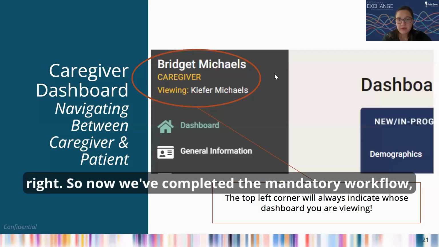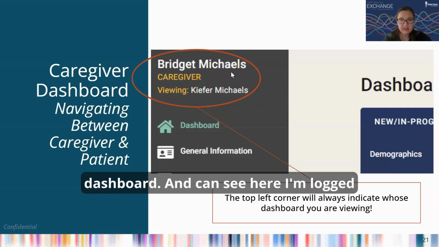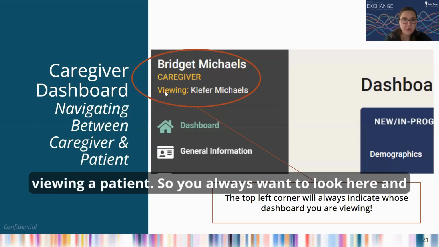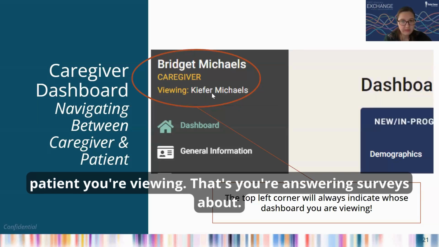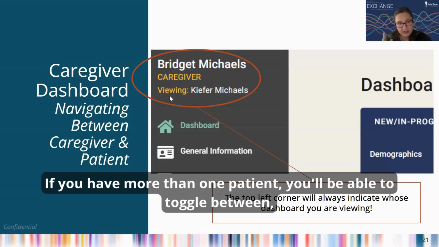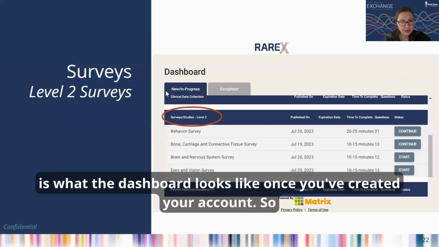All right, so now we've completed the mandatory workflow and we've landed on the dashboard. You can see here, I'm logged in as a caregiver, Bridget, but now I can see I'm viewing a patient. So you always want to look here at the patient you're viewing. That's who you're answering surveys about. If you have more than one patient, you'll be able to toggle between, and you always want to check this viewing. This is what the dashboard looks like once you've created your account.